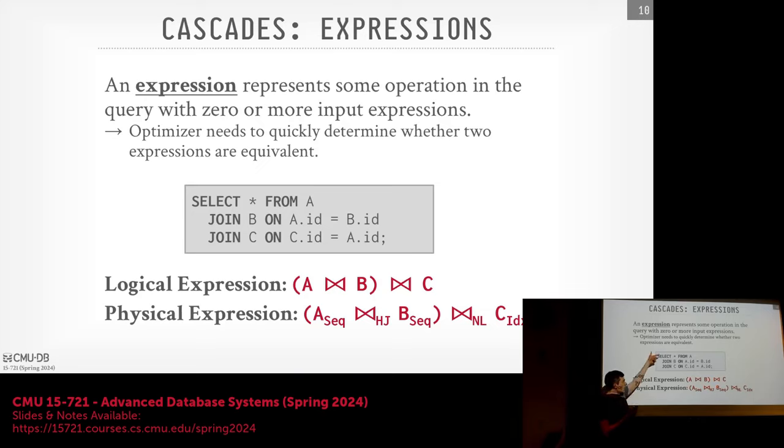So for example, if I want to join A, B, and C on simple IDs, I can have a logical expression that says, I'm going to join A with B, then join that with C. And then if I flip the order, then that's considered another expression as well. And then I can have a physical manifestation of that expression by actually specifying, here's the scan method, or access method, I'm going to use for that given table, and here's the join algorithm I want to use.